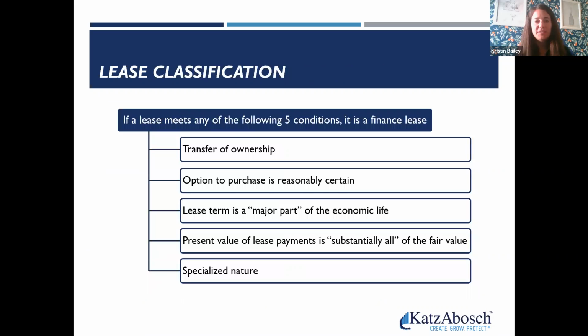All right, now Claudia is going to walk us through how you determine if you have an operating lease or a financing lease, and then a couple of examples. Sorry about that, I forgot to mute myself.